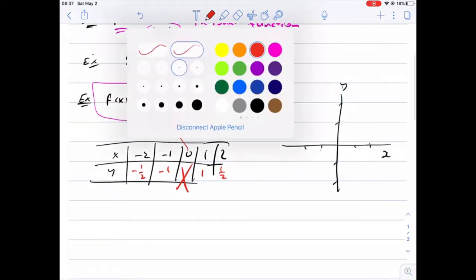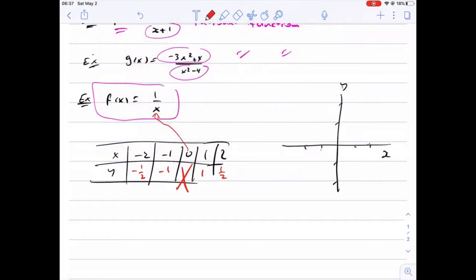Now we plot these points in the xy plane. So we have -2 and -1/2 at this point, and -1 with -1 at this point here. 0 is not defined. 1 gives 1, and 2 gives 1/2. So when we graph these points, we get a graph like this. The graph looks like this from here and looks like this from here. So this is the graph of the function f of x equals 1 over x.